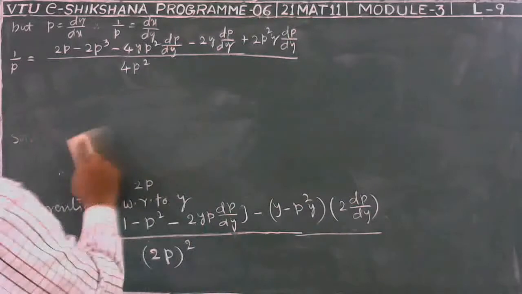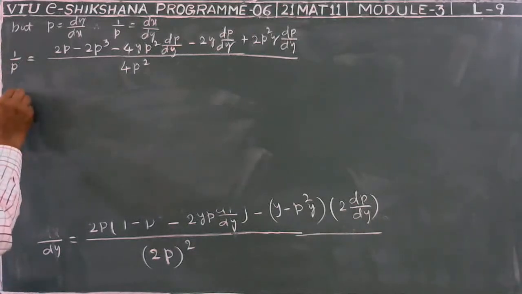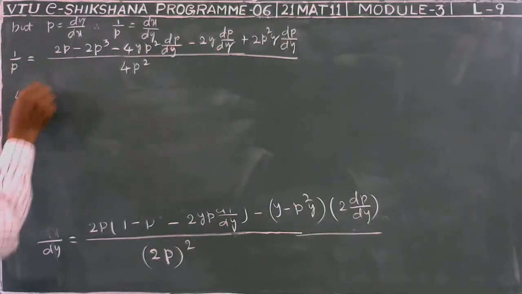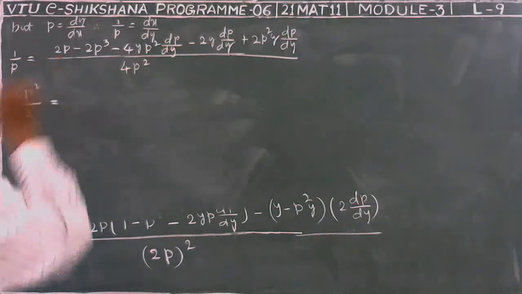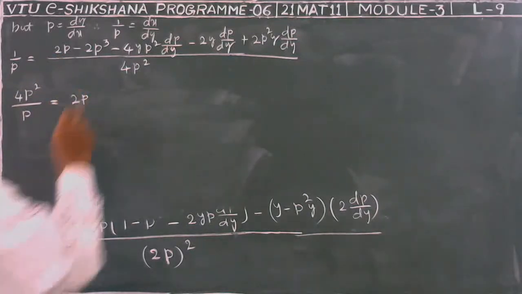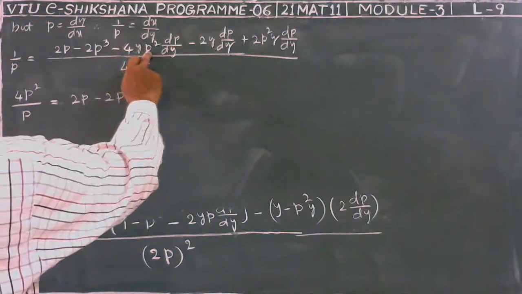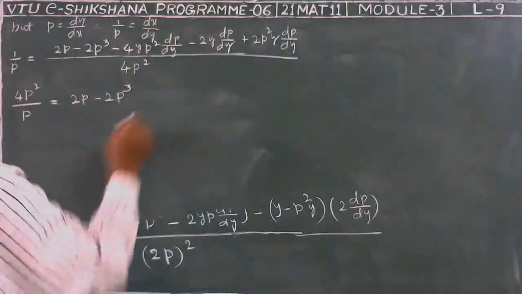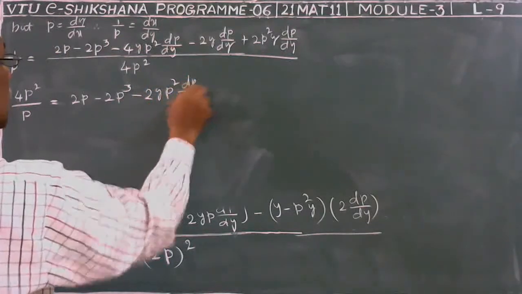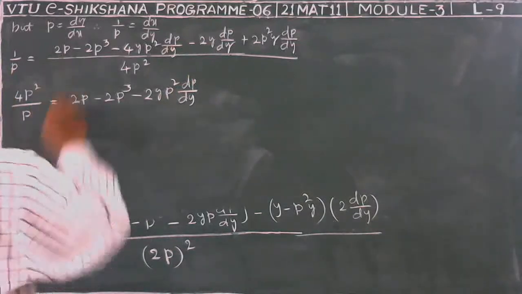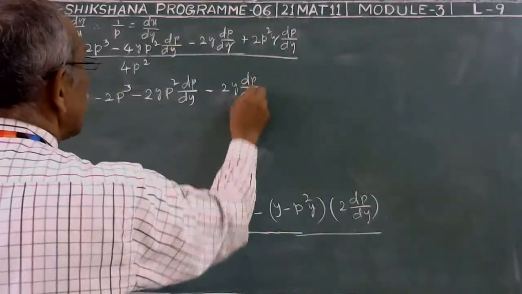Now, if you simplify further, this is 1 by p, so take 4p square to the left hand side. This can be written as 4p square divided by p is equal to 2p minus 2p cube, 4y p square, 2y p square dp by dy is minus 2y p square dp by dy, then minus 2 into y dp by dy.